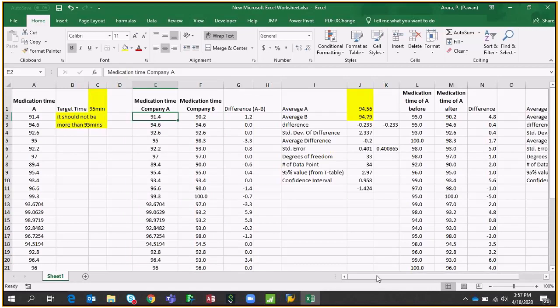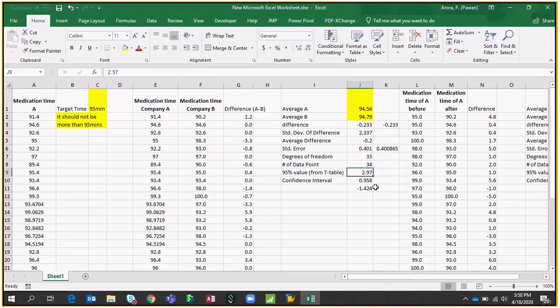So 68 data points, and you have 34 data points for this, and 34 data points for the other one. So total 68. For the first company you have 34 data points, so degrees of freedom is 33, which is n minus 1, and for the second one also you have 34 data points, so 34 minus 1, so 33. So total degrees of freedom you can consider is 33 plus 33, 66.